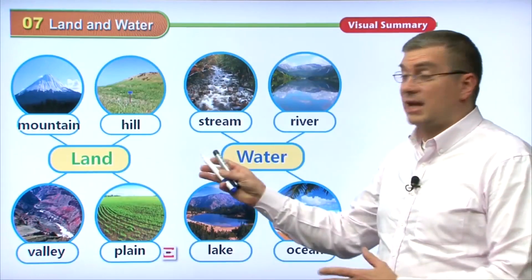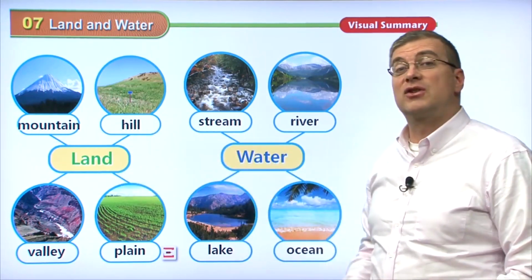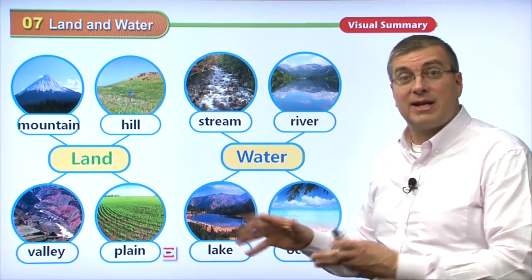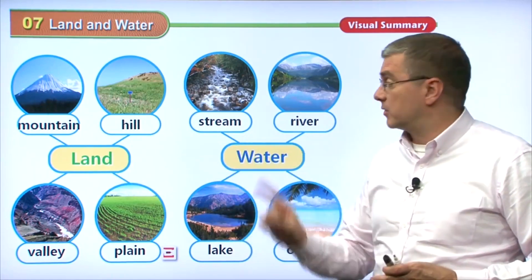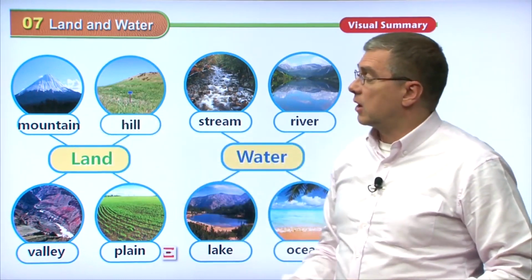Okay, let's move on. We have a nice chart here that shows the 2 different categories, I guess, of features of land. We can categorize these features into 2 main groups. One is land and one is water. So let's take a look over here, starting with land.